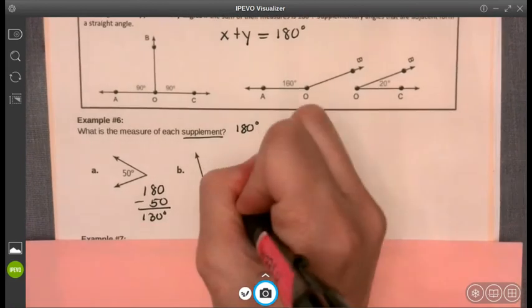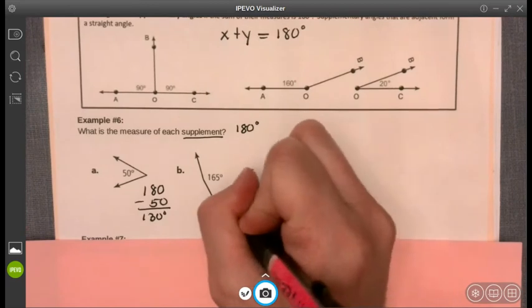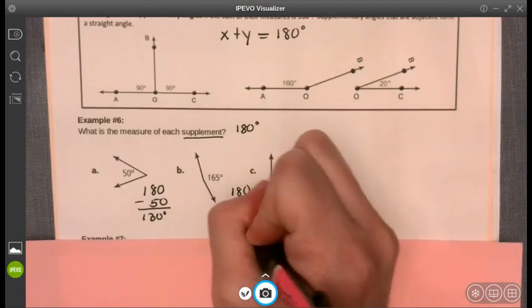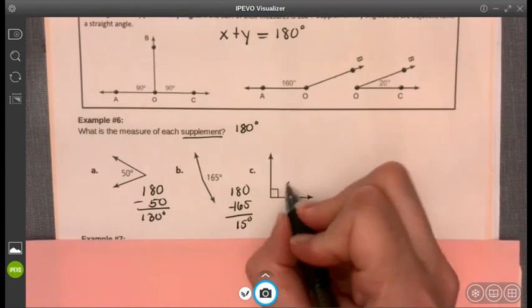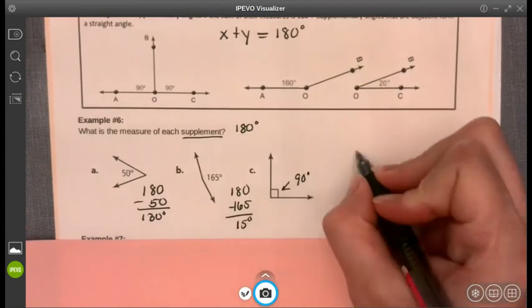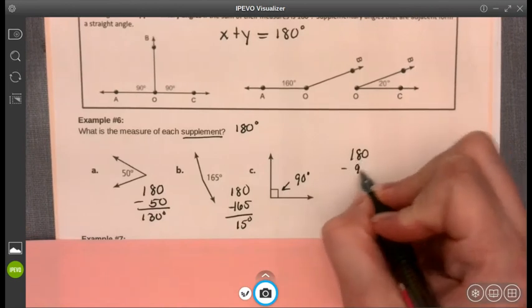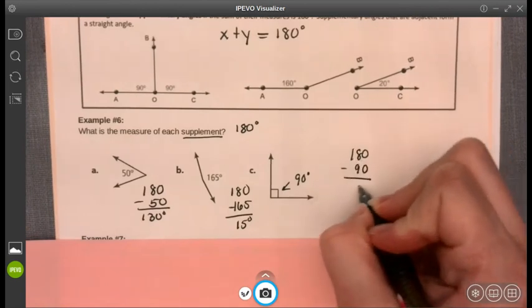For B, I'm going to take 180 minus 165 and get 15 degrees. And again, for C, they're showing me that this is a right angle, which is the same thing as 90 degrees. So 180 minus 90 will obviously give me 90 degrees.